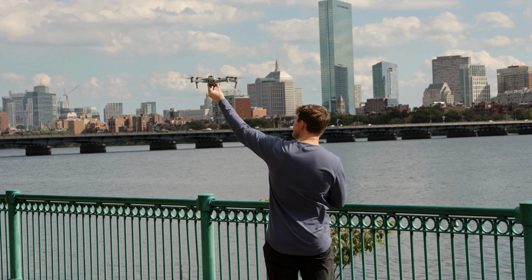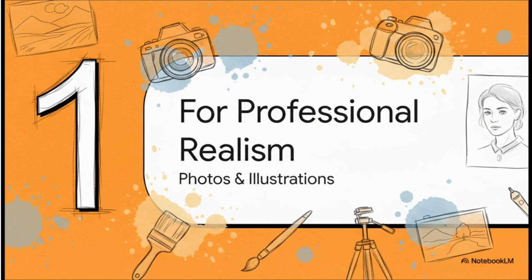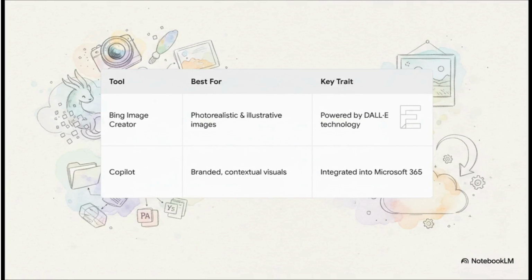Okay, first up, let's talk professional realism. This is for when your project needs to look like a real photograph or a super clean, polished illustration. When you need that slick pro look. In this category, we have two heavy hitters from Microsoft. First is the Bing Image Creator, which is running on that powerful DALL-E technology. It is amazing at creating photorealistic and illustrative images.